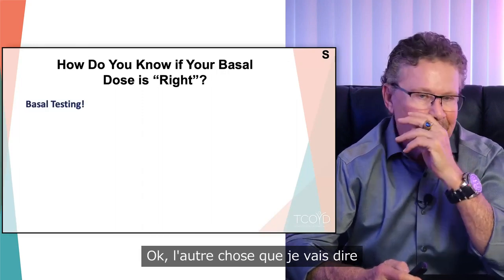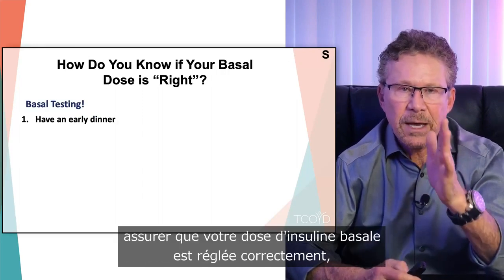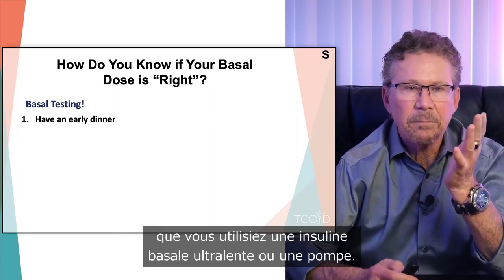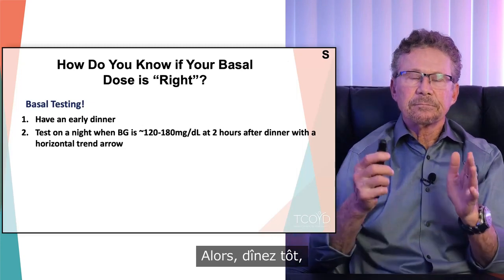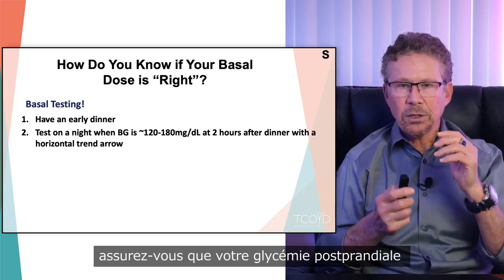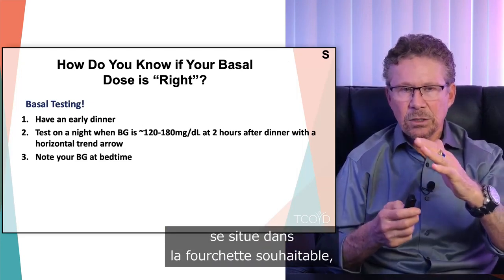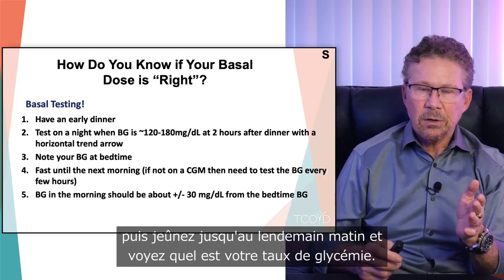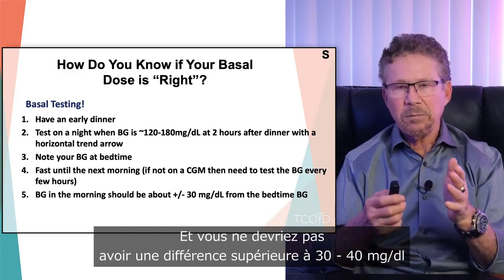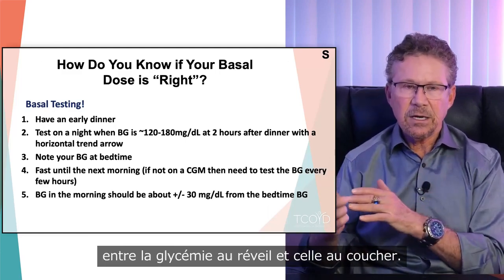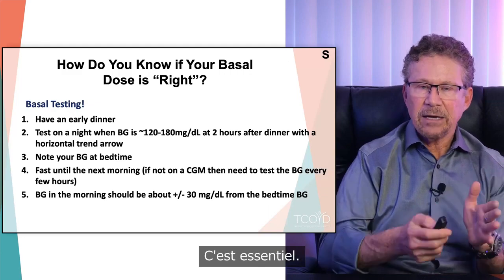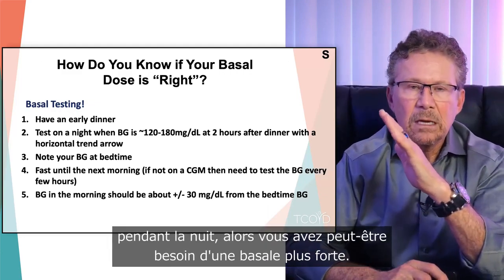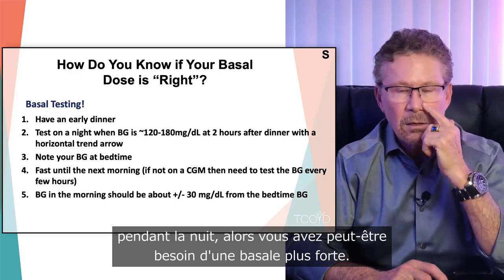Okay, the other thing I'm going to say quickly is you have to make sure your basal dose is set correctly, whether you're using a long basal insulin or a pump. So have an early dinner. Make sure your postprandial glucose is in a desirable range. And then fast till the next morning and see what your blood sugar is. And you should be no more than 30 to 40 milligrams per deciliter different than your bedtime blood sugar. That is key. And if your blood sugars creep up overnight, then you might need a larger basal.